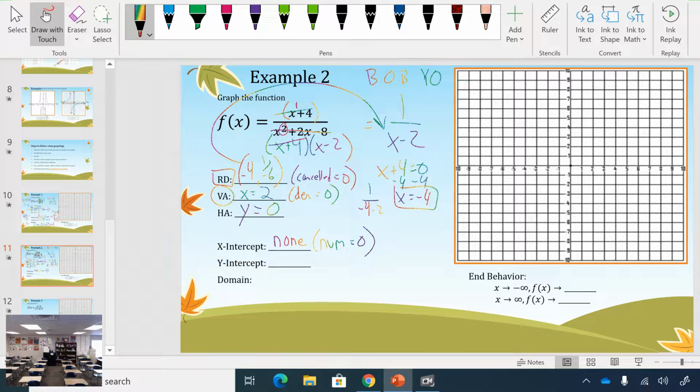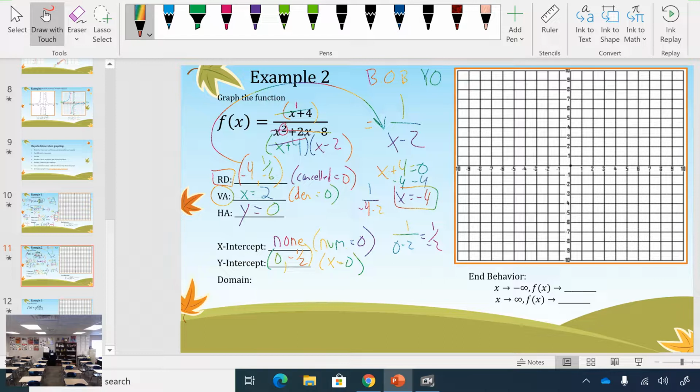And then the y axis is where you would set the x equal to 0. So we put in a 0 for x and solve that out, so that means that we would have a 1 over 0 minus 2, which is just 1 over -2. All right, so a negative 1/2.